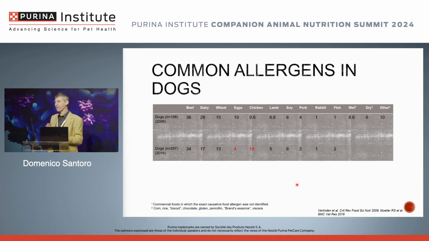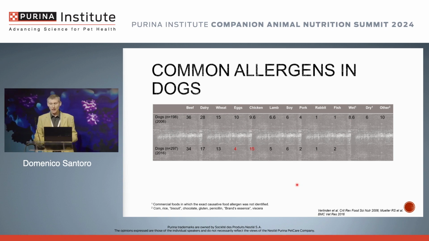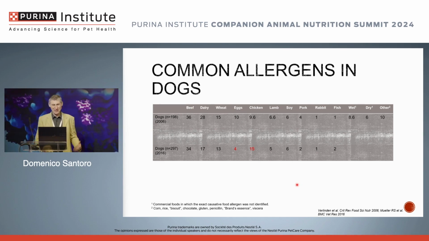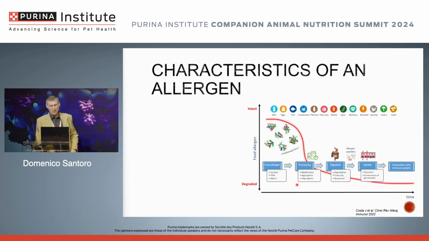So that's why I'm saying take this with a very biased view, but definitely beef, chicken, and dairy products are still the most common allergens that we see in our dogs and cats. I said no, not all allergens are created equal. They do have specific characteristics that they need to respond to.